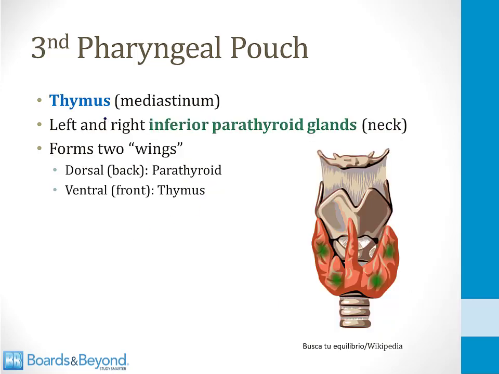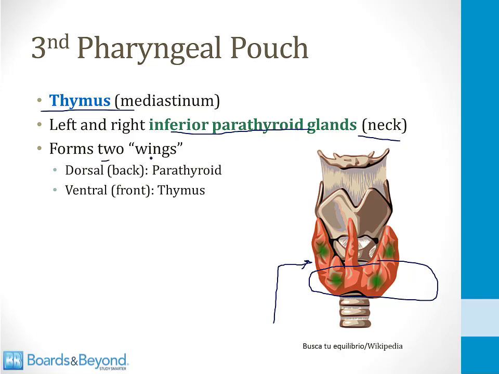The third pharyngeal pouch develops into the thymus, which is a mediastinal structure. It also develops into the left and right inferior parathyroid glands in the neck. If you look at this drawing on the screen here, the red structure is the thyroid gland. Sitting on top of that are these 4 green dots, which represent the parathyroid glands, and the 2 inferior parathyroid glands derive from the third pharyngeal pouch.